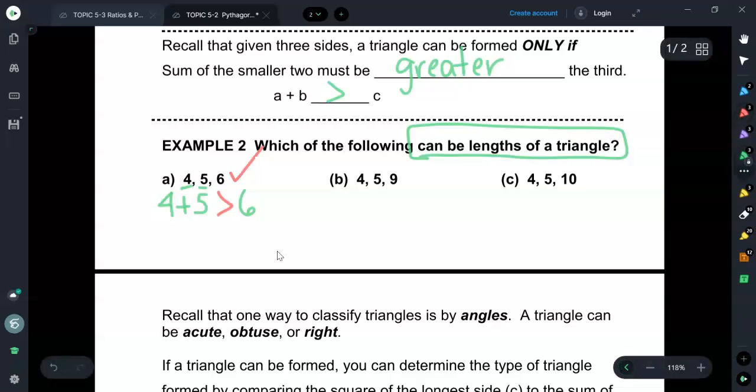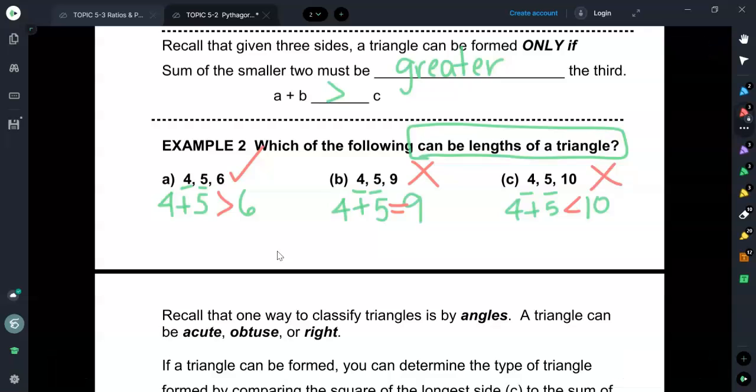Let's try this one. Is 4 plus 5 greater than 9? And the answer is no, it's equal, so this cannot form a triangle. And let's look at the last one. Is 4 plus 5 greater than 10? And the answer is no, it is less than 10, so this cannot form a triangle. So only A can form a triangle. So let's use this.